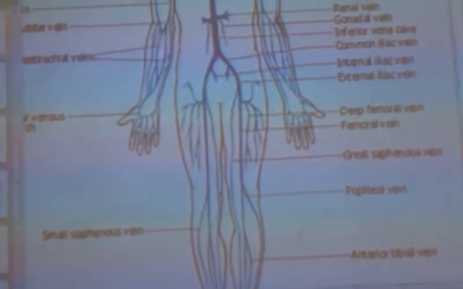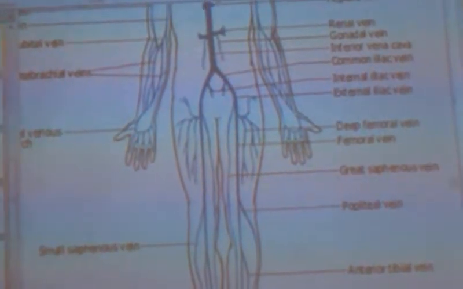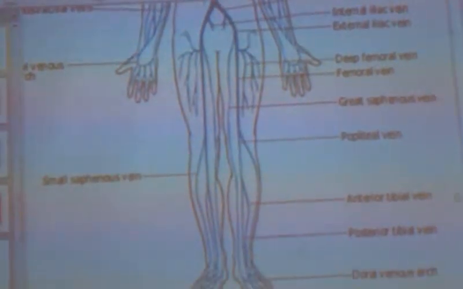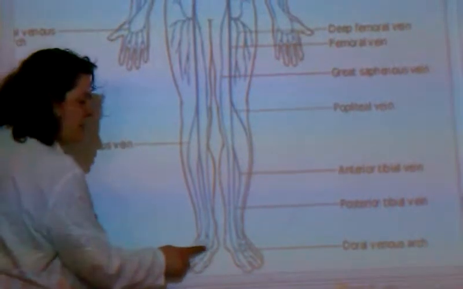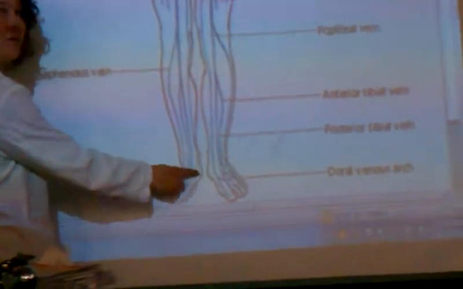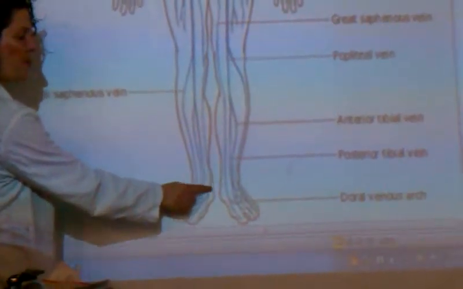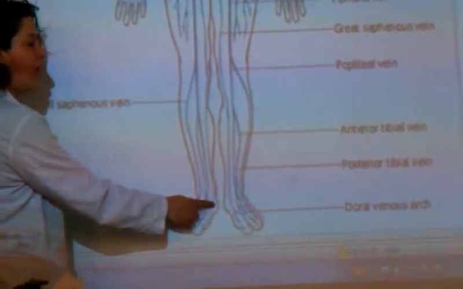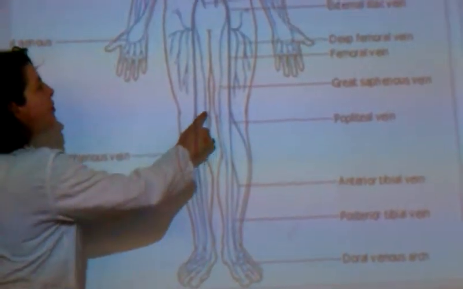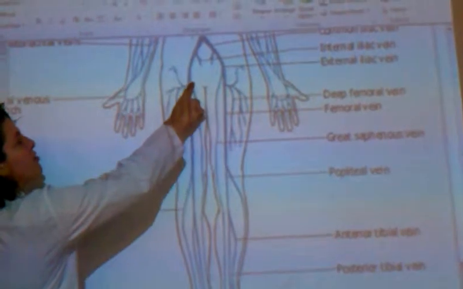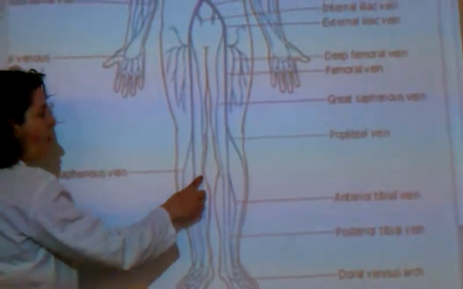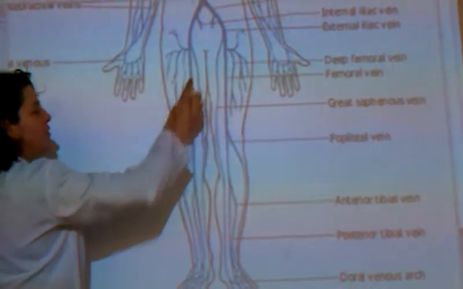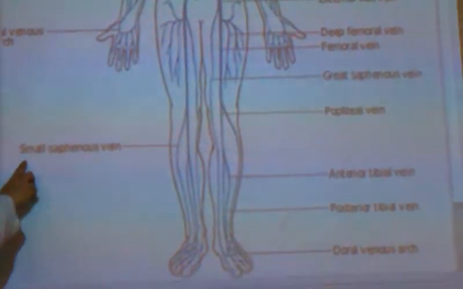There is one other vein that we have to identify. It is an anomaly, and what you're going to see in each leg, from the medial malleolus, the bony marking on the inside of your ankle, all the way up to the external iliac vein, is a very, very long vein. This is called the great saphenous vein.